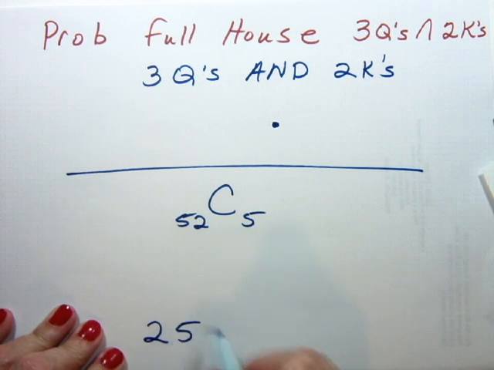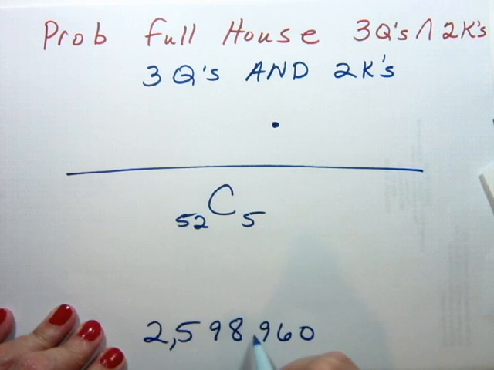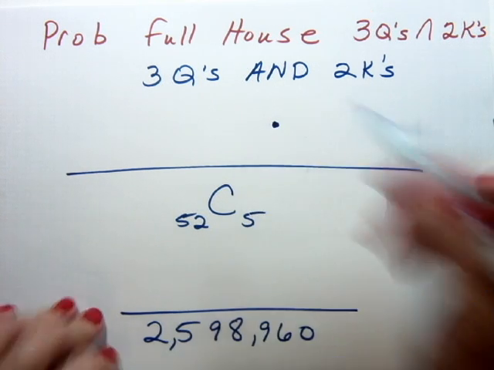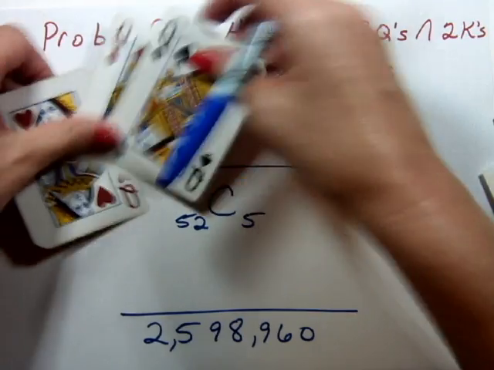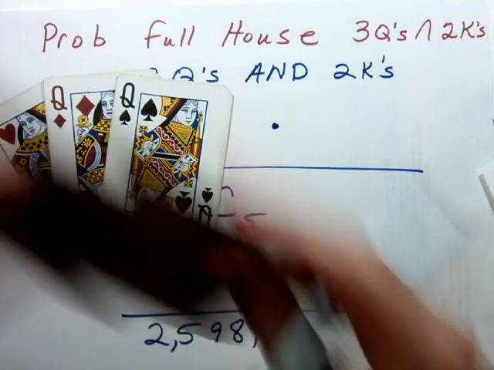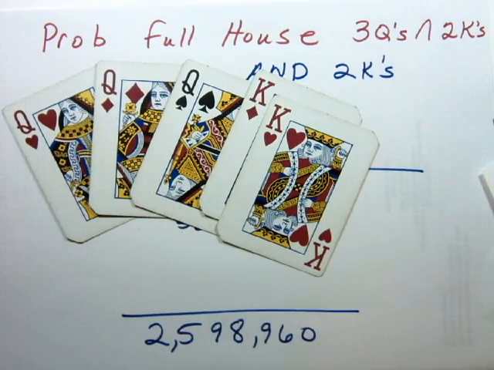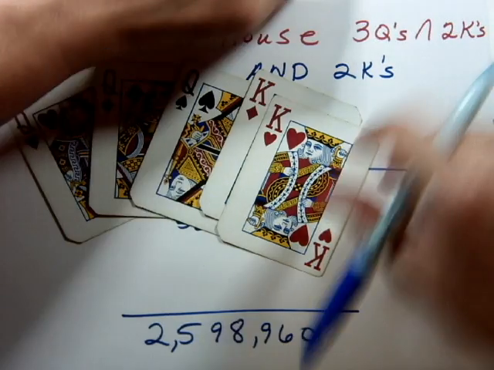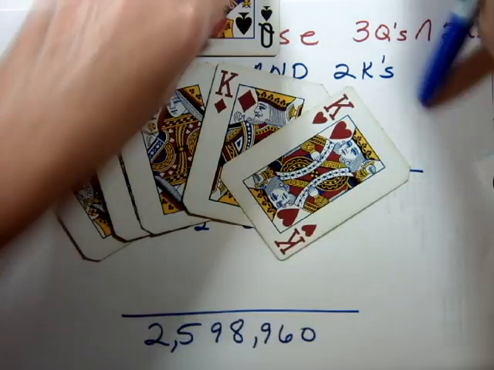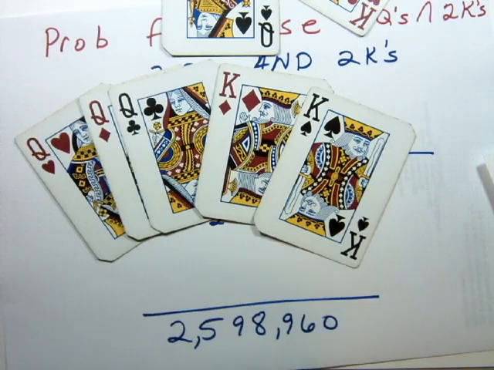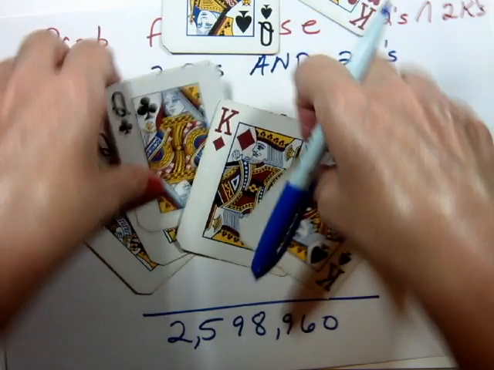That's 2,598,960. Now on top, I need to find out how many full houses exist that are 3 queens and 2 kings. There's one of them. Here's another one of them. Here's another one of them. I have to find out how many of those there are.